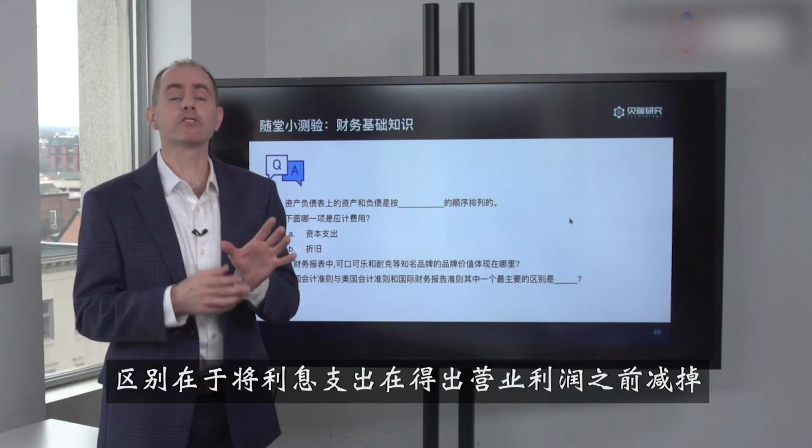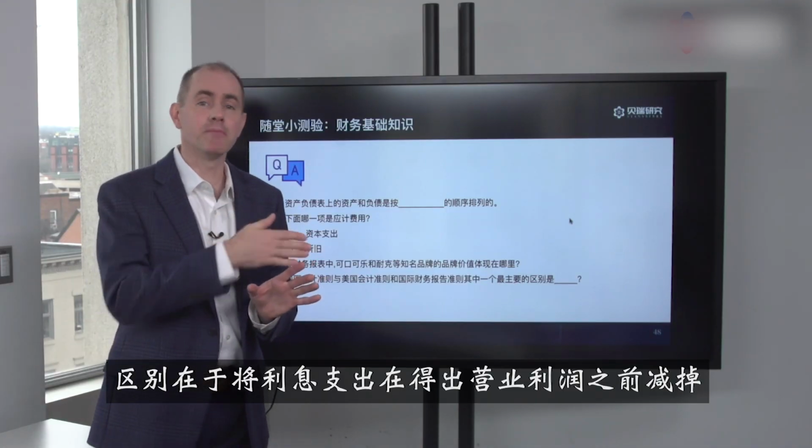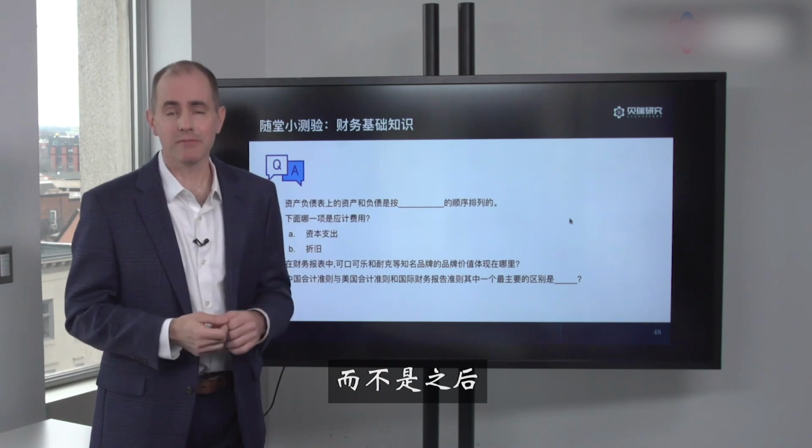It's putting interest expense above operating income instead of below it.